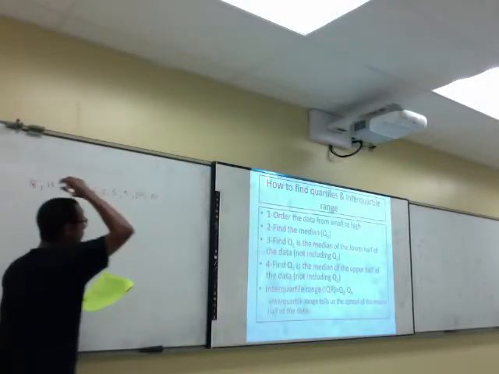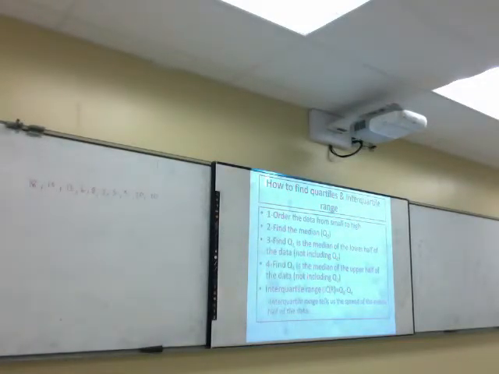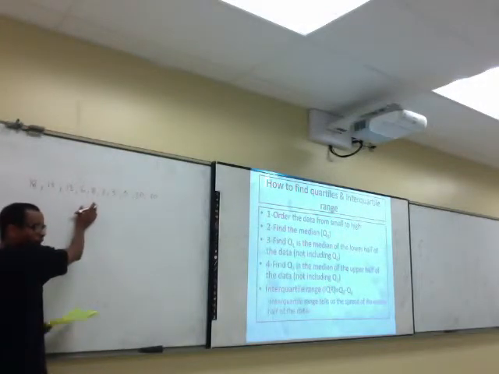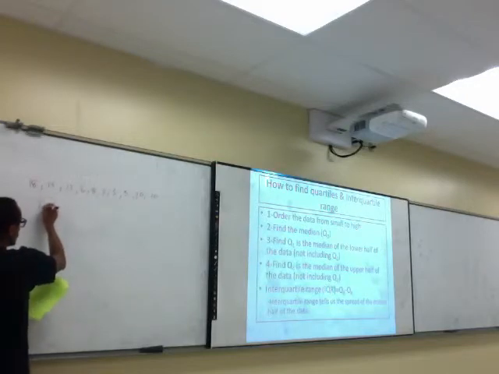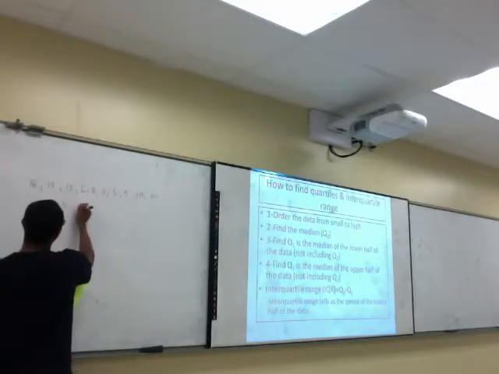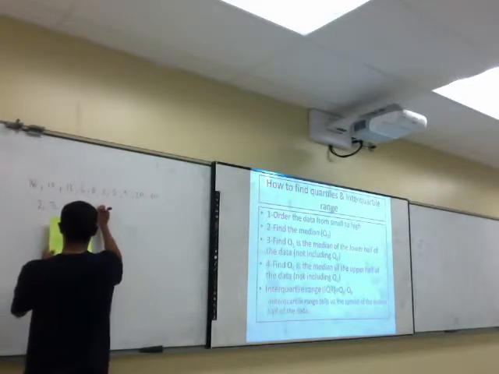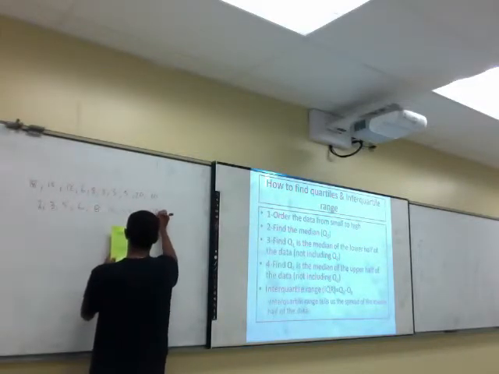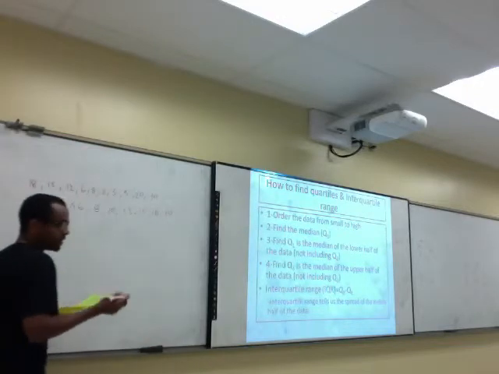Right? So we need to find the percentile. To be able to find the percentile, the first thing you want to do is arrange the numbers from the lowest point to the highest. So I start with 2, 3, 5, 6, 8, 10, 12, 15, 18, and 20. Okay? That's the first thing you want to do.